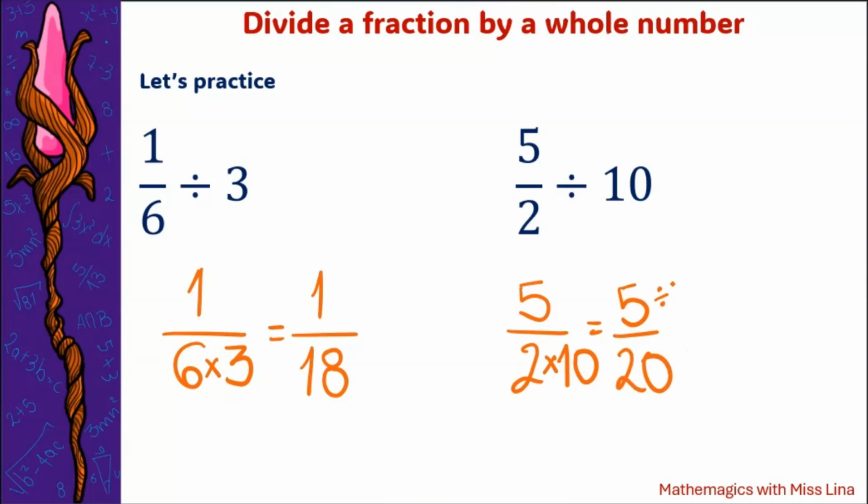Here we can simplify it. So we could divide by 5. 5 divided by 5 is 1, and 20 divided by 5 is 4. So 5/2 divided by 10 is 1/4.